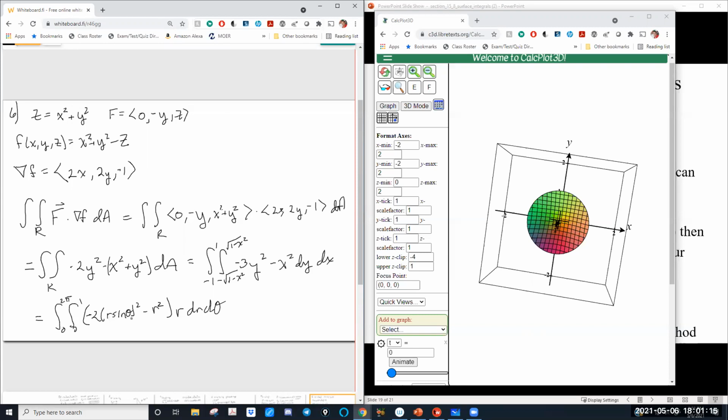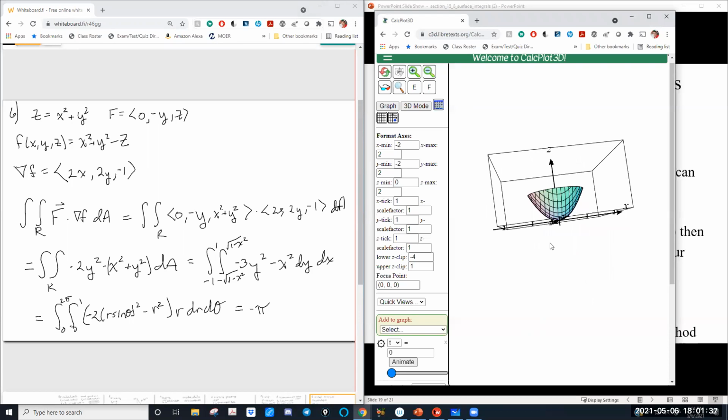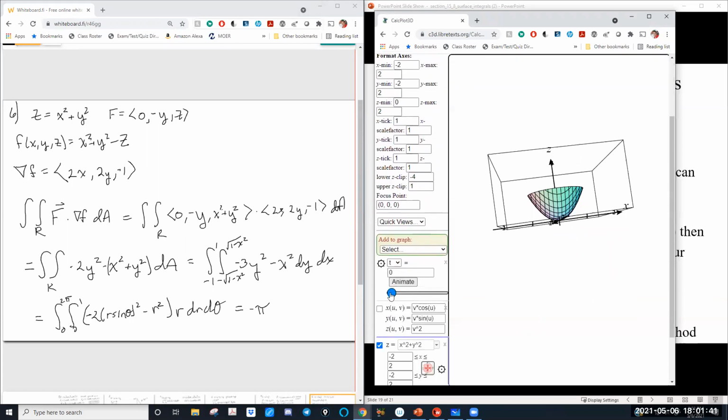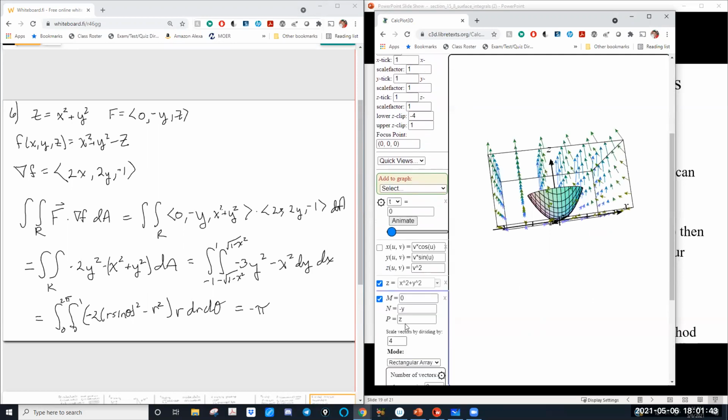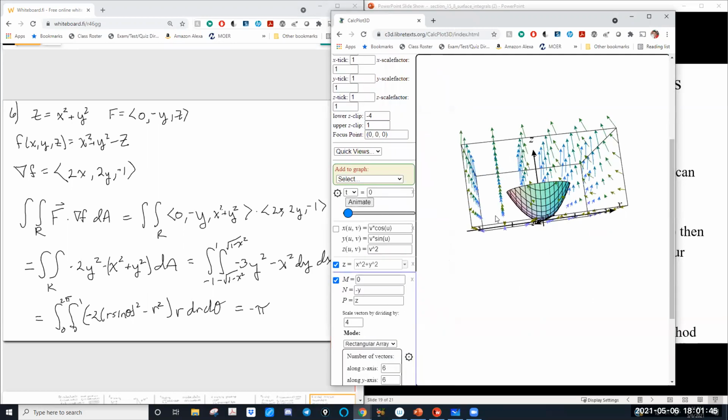And guys, this one isn't as bad as it looks, because once you square this, that'll be an r squared. You'll distribute that r. You can do it piece by piece. It's actually not a very bad integral to do by hand. And you get the same negative pi that you did before. Again, with this integral, you're going to get negative pi. Same argument as before, because of the way the vector field relates to our surface.